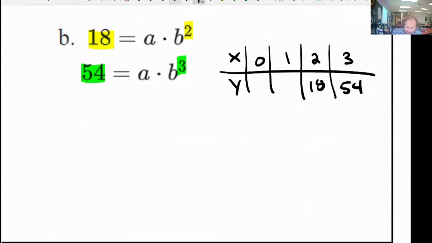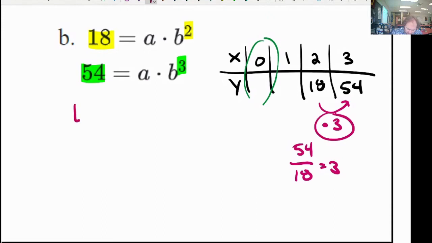Okay, we don't know what the y-intercept is. We don't know what A is. But we can figure out B right now because 18 times something is going to be 54. And the way we do that is 54 divided by 18, which I think is 3. And so that tells me that B has got to be 3. That's the multiplication going on there.